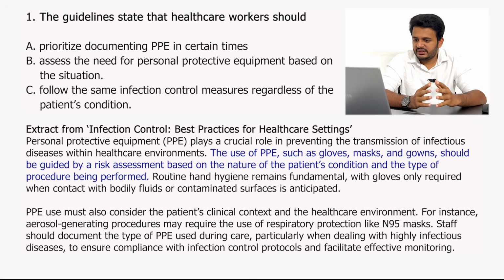The next sentence states that routine hand hygiene needs to be followed. It says that it is fundamental and gloves need to be used only when in contact with bodily fluids or contaminated surfaces. Now this sentence is also answering your question, as it gives us an action that healthcare workers should do. Now moving to the next paragraph. PPE use must also consider the patient's clinical context. The same thing: the clinical context of the patient needs to be considered before using PPE. The next sentence is an example, so I am not reading that because it's not answering our question.